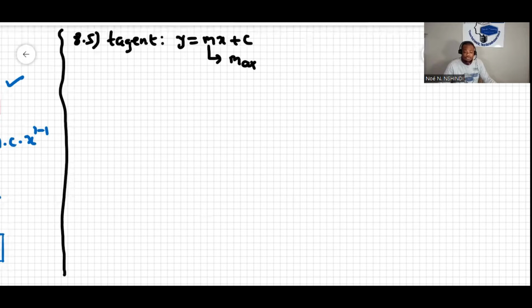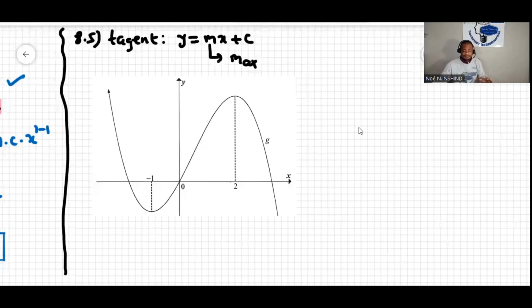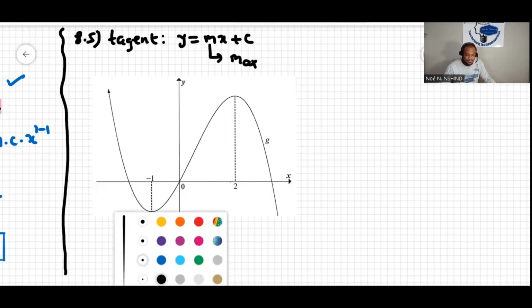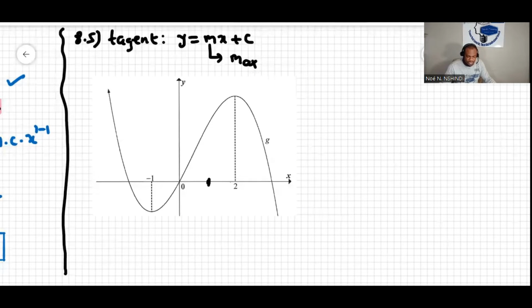I prefer to start by drawing the diagram, the graph of g of x. Just want to show you something here. It is important to note that for this function we did find the point of inflection. It was between 0 and a half, somewhere there. If I try to be accurate, a half is here. Now the point of inflection is actually where the gradient is the highest gradient, the strongest gradient, okay?